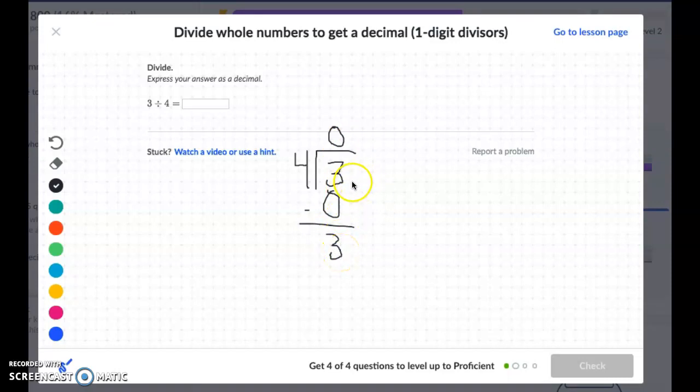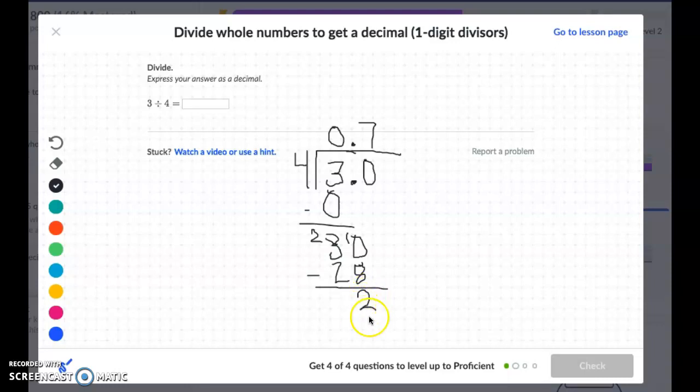We're not going to do that. We're going to add a decimal, 0. When I add that decimal, I need to bring my decimal straight up to my answer as well. And then I can drop down my 0. 4 fits into 30 7 times. 7 times 4 is 28. When I subtract, I borrow here, and then I do 10 minus 8, so I get 2.